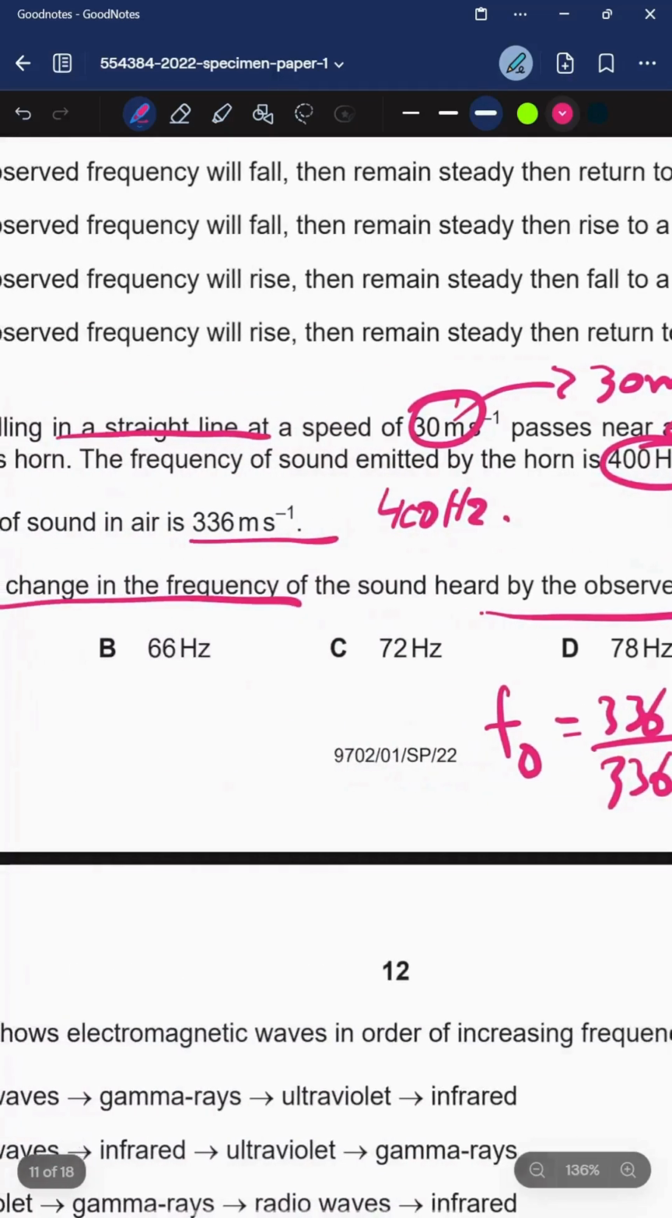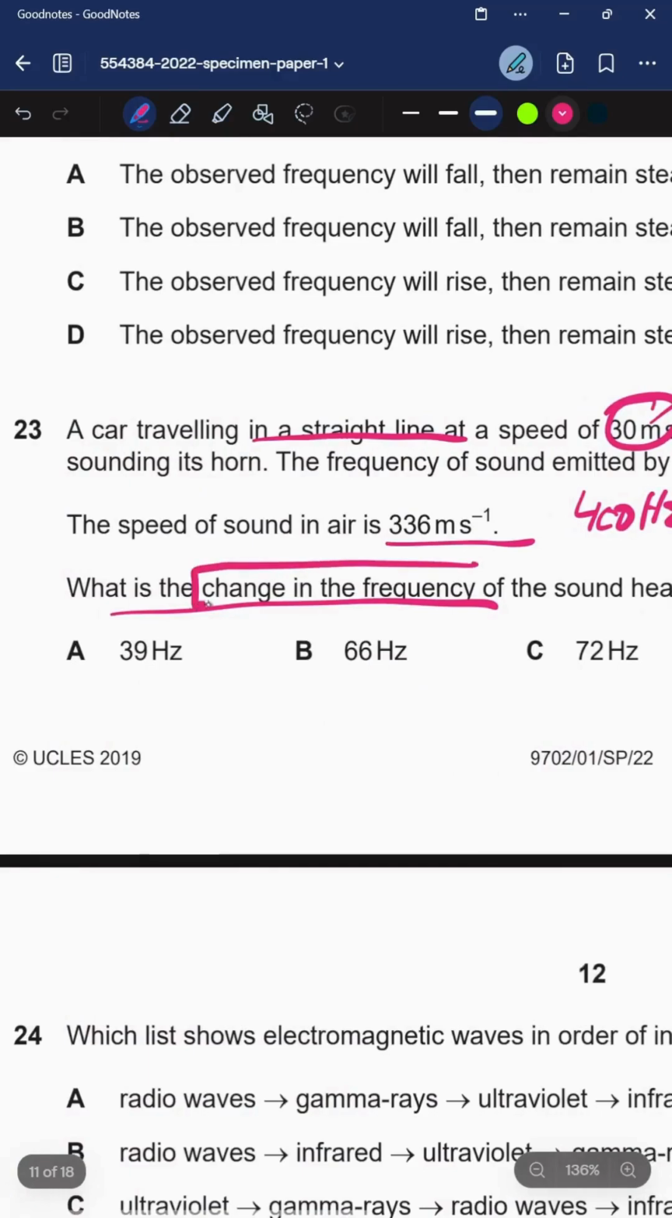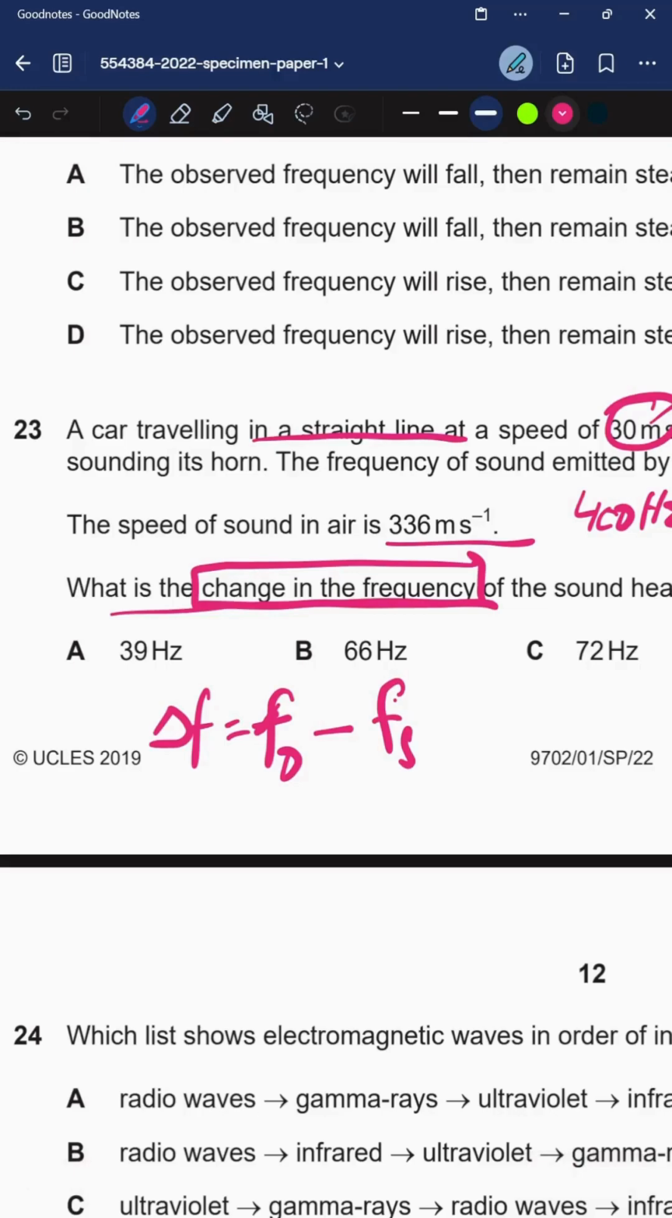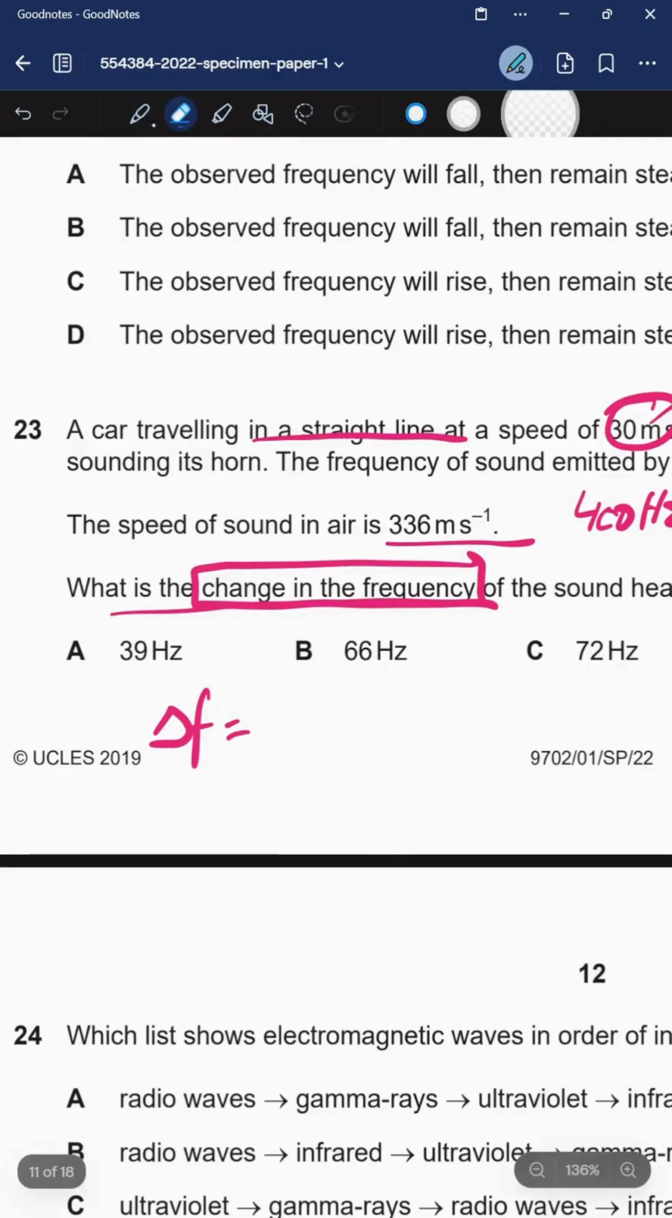So we can actually calculate the change, because change is what is required in this question. We need to calculate the change in the frequency. How do you calculate the change? Delta f equals f observed minus f source. So in this case, f observed is 439, minus f of the source, which is 400.